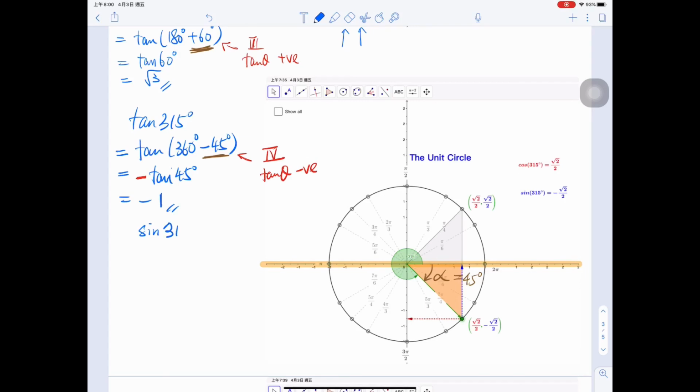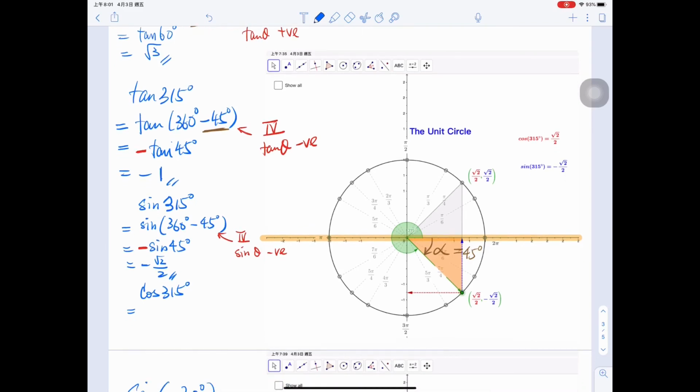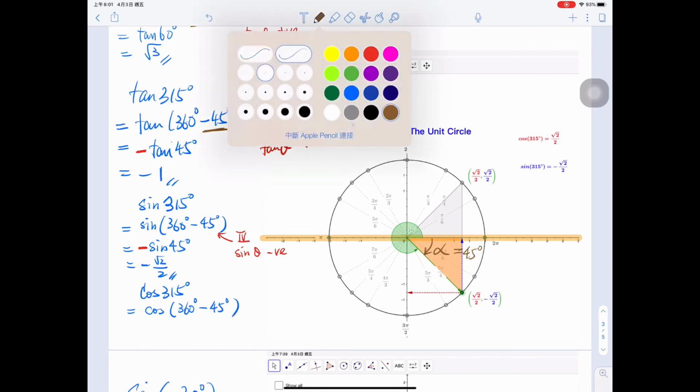Can you solve these two questions? Sine 315 and cosine 315. At the same time, the reference angle is also 45 degrees. So I write 360 minus 45 degrees. Again, think. In quadrant 4, sine theta is negative, correct? So here, sine 45 degrees in quadrant 4. So as a result, negative root 2 over 2. Okay, the last one, cosine 315. Cosine of 360 minus 45 degrees. Again, reference angle alpha.